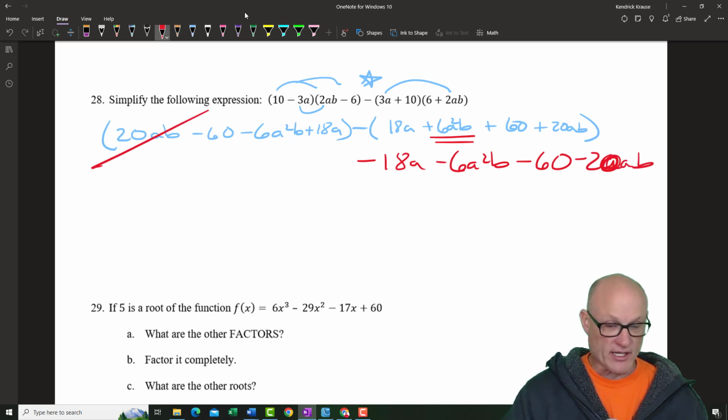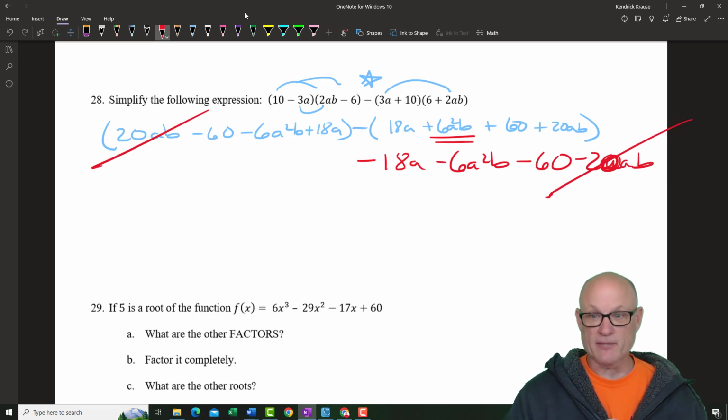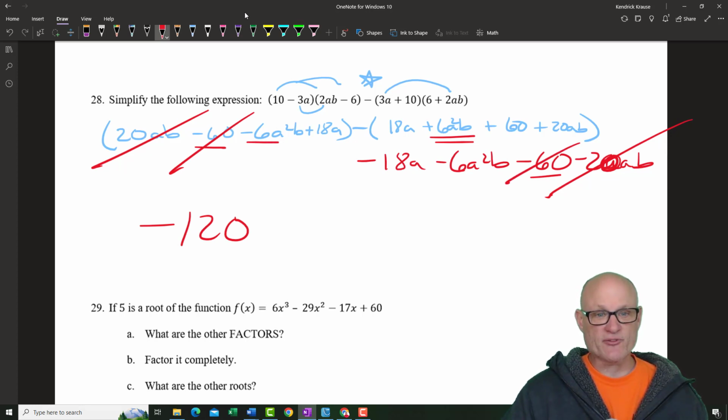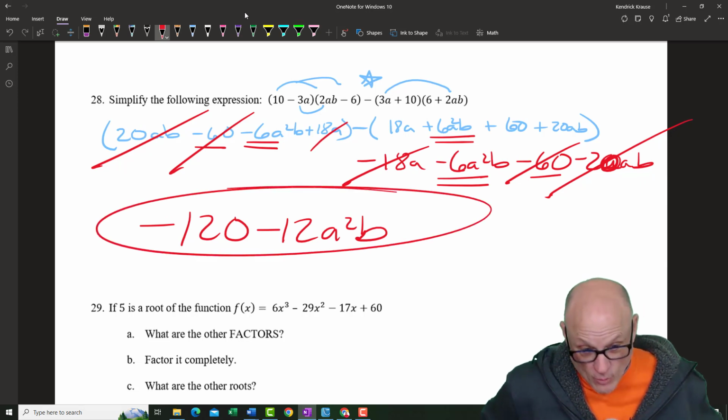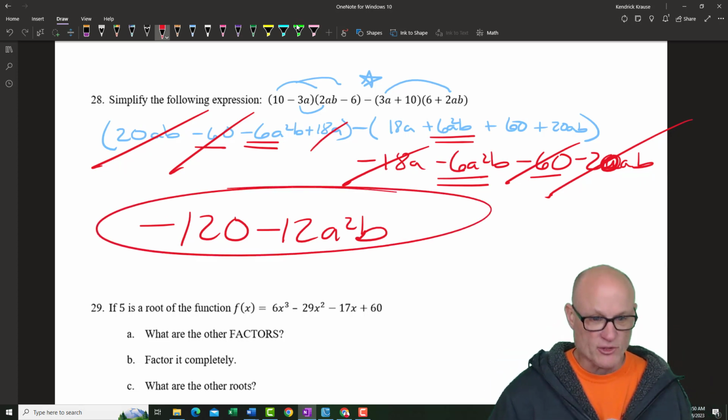All right, so this 20ab cancels to this 20ab. The negative 60s get put together. I get negative 120. Negative 6a squared b and negative 6a squared b make negative 12a squared b. And then these cancel. And there's my answer. I don't know what the heck I was doing there. Sorry about that, children.